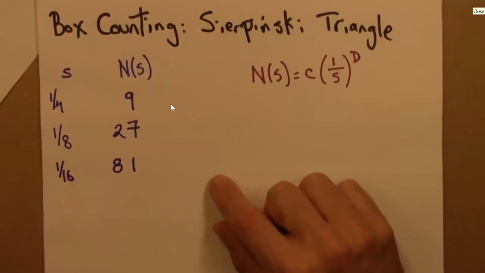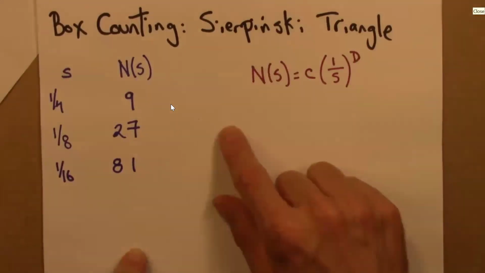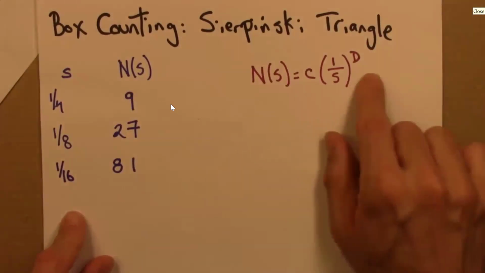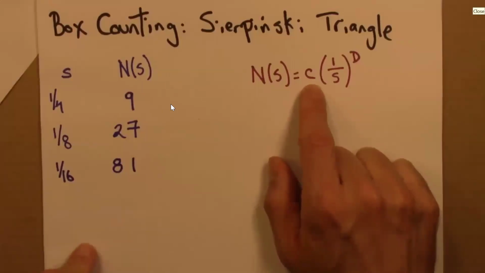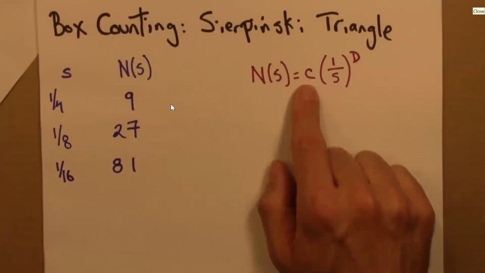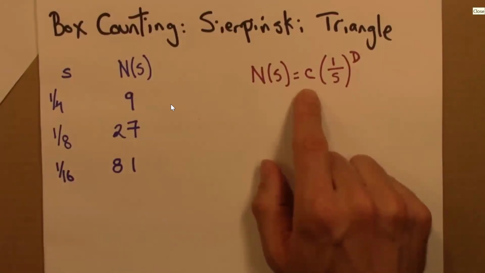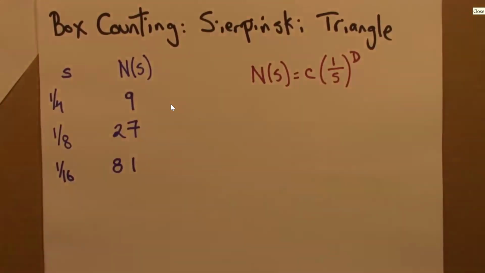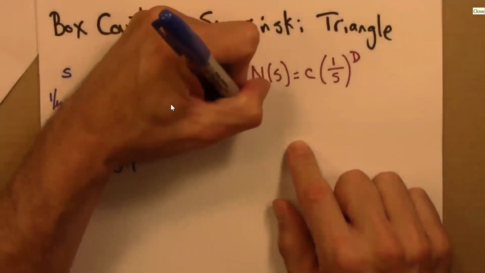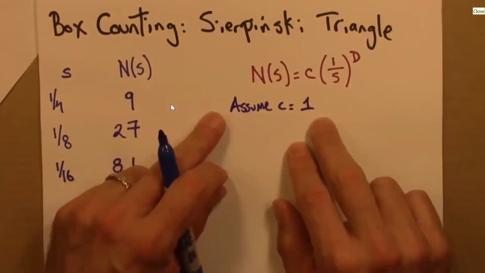Here's the data from side S and boxes. So what we want to do is think about plugging these values into this equation, and our goal is D. We want to figure out the dimension. We saw in the previous examples that this constant C was 1. In the next subunit or even the one after that, I'll talk about a more systematic way of dealing with both C and D at the same time. But let's assume that C equals 1. That's not always a good assumption, but it works in this case.